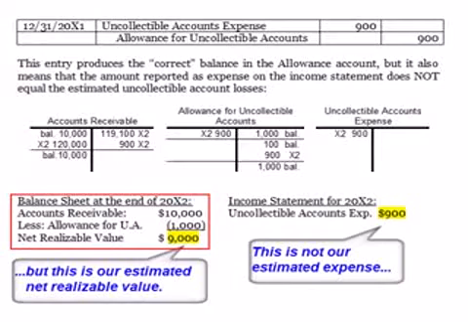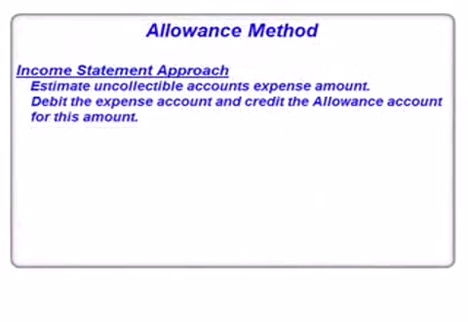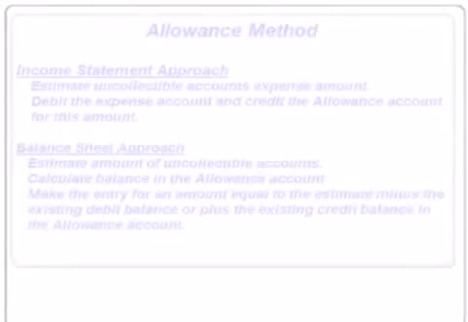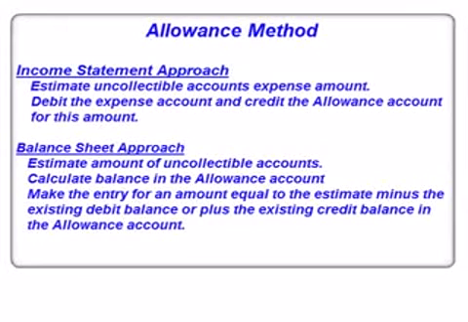To summarize, under the allowance method, two approaches are acceptable. The income statement approach requires us to estimate the uncollectible account expense and make the end of period entry for the amount of the estimate. Any existing balance in the allowance account is ignored. Under the balance sheet approach, existing balances are not ignored.